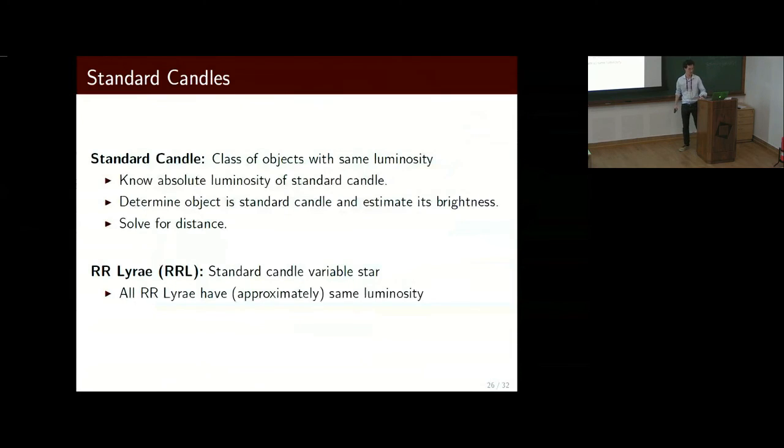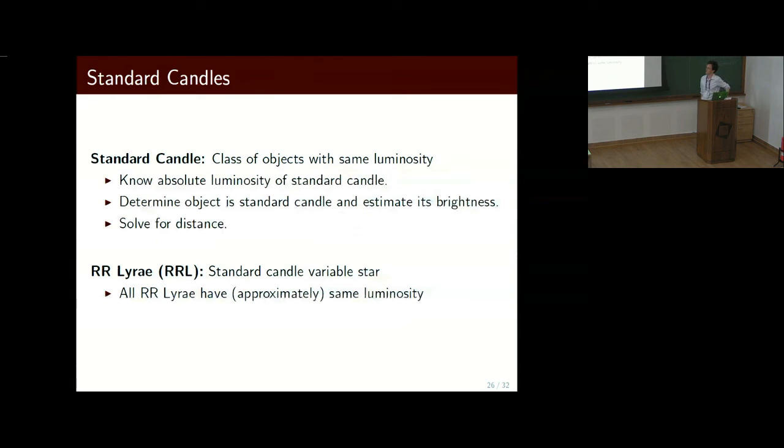So one way to address this, astronomers have many ways, but one method is through standard candles. Standard candles are classes of objects, all of which have approximately the same luminosity. If we can determine that an object belongs to a standard candle class, then we know its luminosity, we know its brightness, that's how much light we observe in the telescope, and then we can determine its distance.